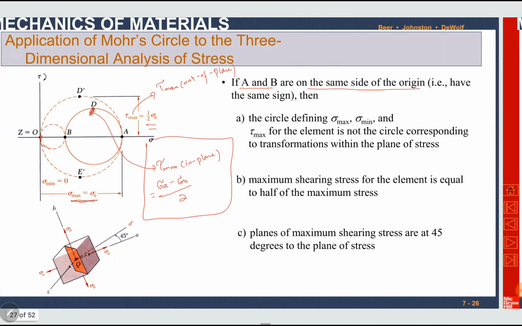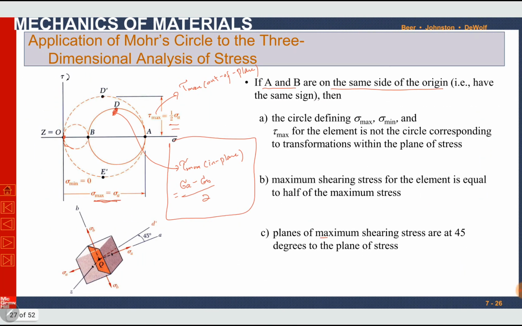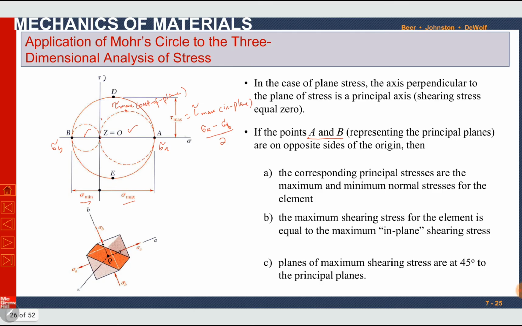In all the cases, the maximum shearing stress is at 45 degrees with the plane of stress. This is the maximum shearing stress. This angle is 90 in the circle, so actually it is at 45 degrees with the plane of stress. Similarly, in the previous case, this is maximum shear, and the angle is 90, so actually it is 45 degrees.